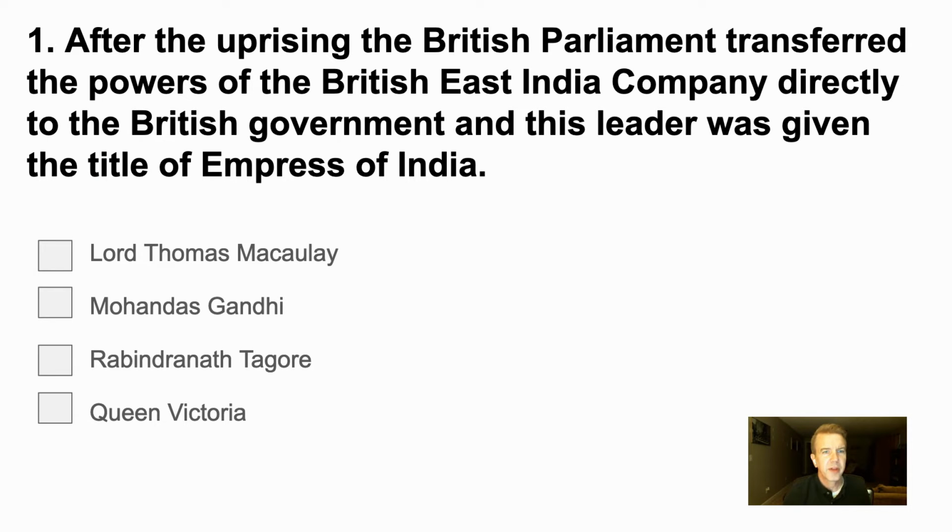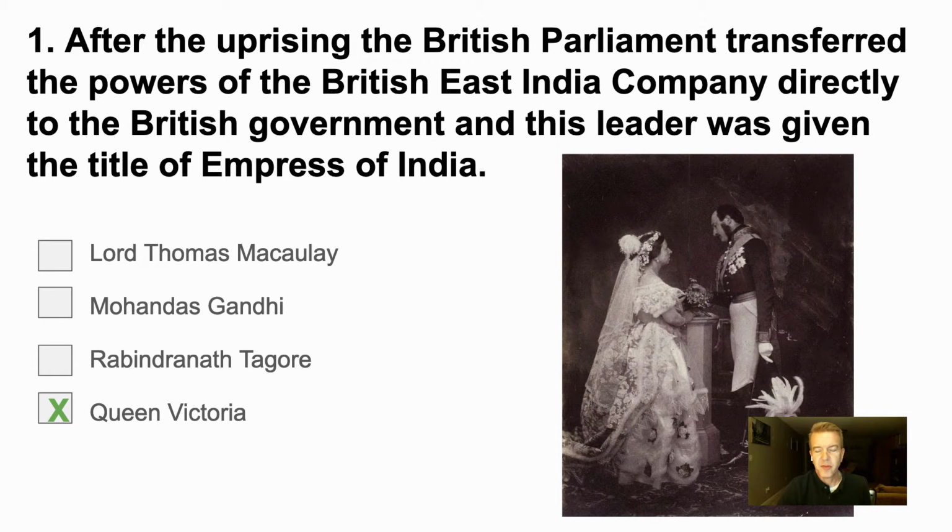So number one here, after the uprising, the British Parliament transferred the powers of the British East India Company directly to the British government, and this leader was given the title of Empress of India. So go back to that question we just had. That's going to be Queen Victoria. By the way, this is one of those really bad questions. Empress can only be the female, so queen. So anyway, this is Queen Victoria, as we talked about in the last section.